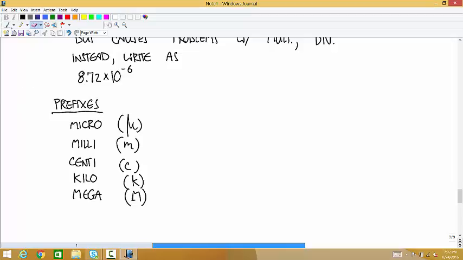And the way to deal with these is to just think of these prefixes as being equal to times 10 to the minus 6 for micro, times 10 to the minus third for milli, times 10 to the minus 2 for centi, times 10 to the positive third for kilo, and times 10 to the positive 6 for mega. And so wherever you see one of these prefixes, get rid of the prefix and just replace it with this number, multiply it by this number.